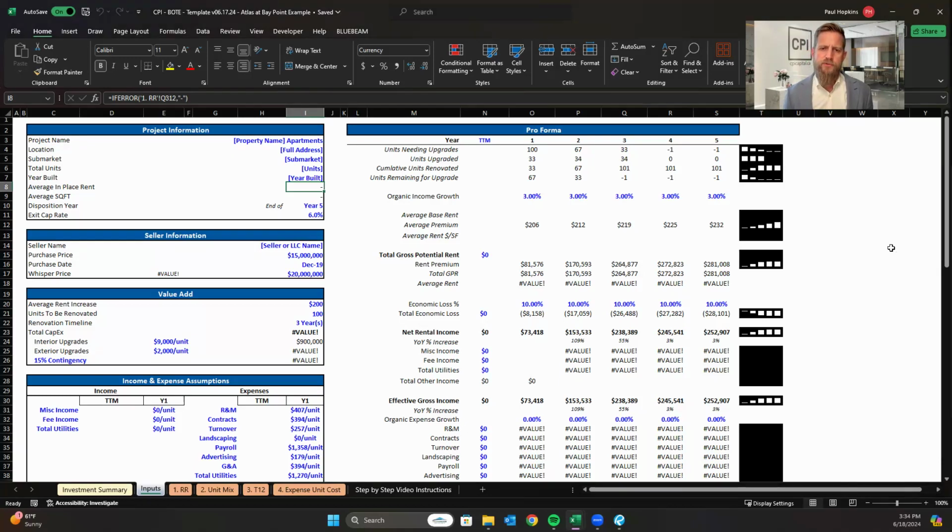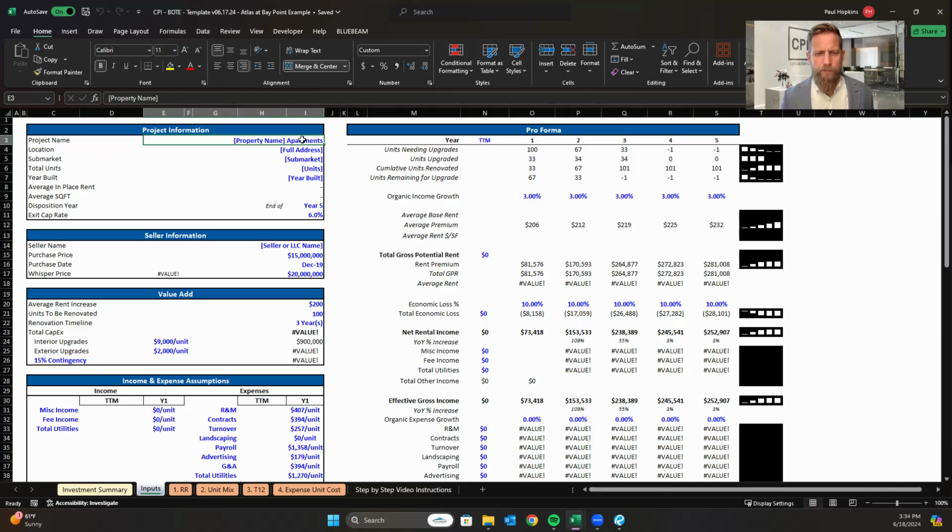All right. So where do we get started? You can simply start on the inputs tab and start just filling out all the information. Like I said, the text that you see here in dark blue is data that you input. Everything that's in black is either a calculation or a title.